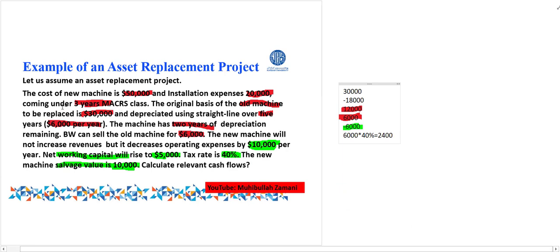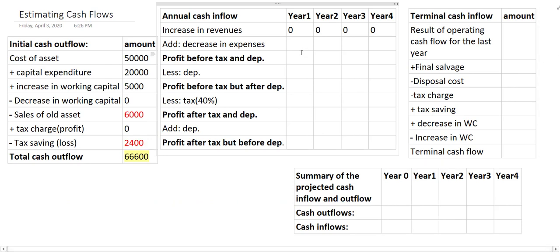Remember, the project life is not given, but it is mentioned that it comes under the 3 years maker clause. This point is also important. If it comes under the 3 years maker clause, it means the life of the project, like usual, should be 4 years. So the decrease in operating expenses is 10,000 per year.